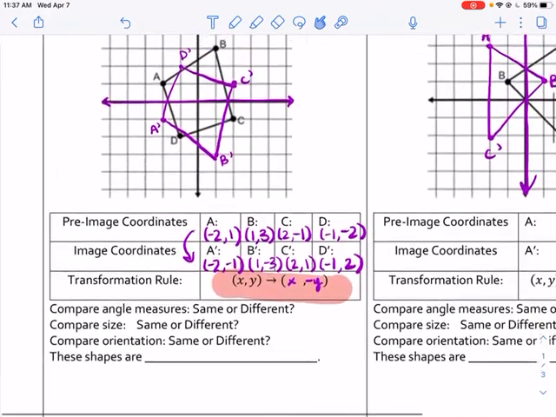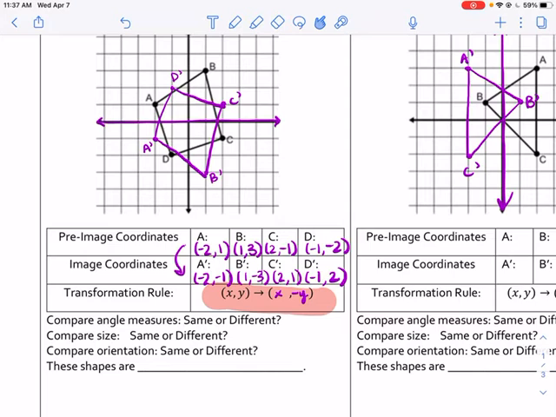So now we're going to look at our shapes and just think about the angle measures on the shapes. When you look at the angle measure of C compared to C prime, does it look like it's the same measure? And then D compared to D prime. These ones are all really close to 90 degrees, but it looks like they're all going to be the same. So I'm going to circle same. And then the size of these shapes, it doesn't look like it's growing bigger or smaller, so I think that's also the same as well.